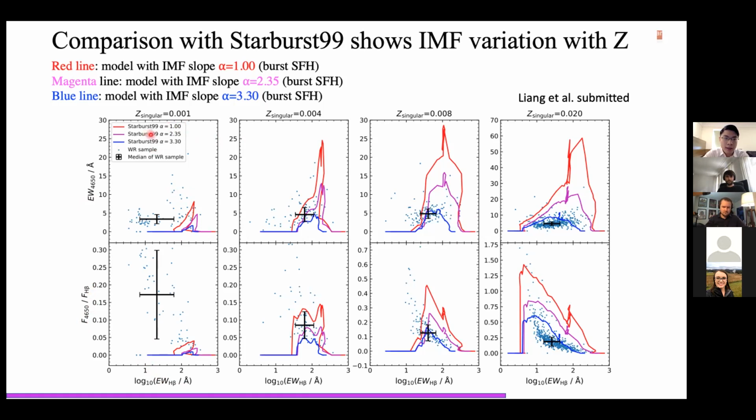And on the left-hand side, you can see at the lowest metallicity, it seems our data are mostly outside the red line. The red line is the alpha equal to 1 slope. This is the flattest slope. And on the right-hand side, you can see our data points migrated into the inner region of the blue line. The blue line is the steepest slope. This means at the lower metallicity range, it seems our data agree better with the flatter IMF. And at the highest metallicity range, it seems our data agree better with the steepest IMF.